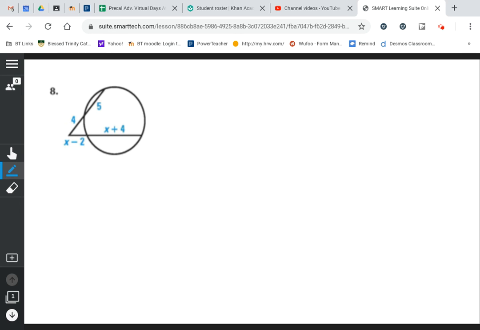Hey guys, these are questions we've gotten on 10.6 already, so here are my replies for that. So the first one was number 8, and it was solve for x here.